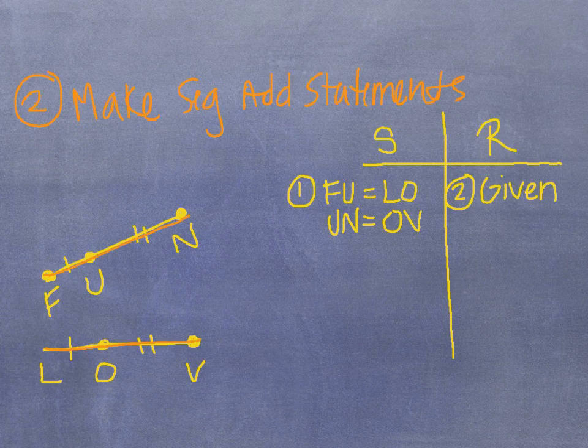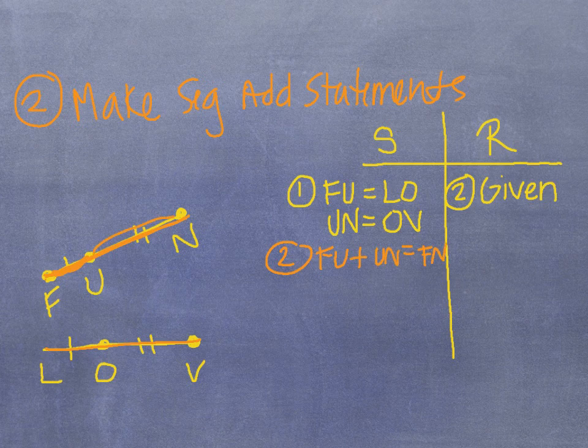So first, for step 2, we're going to put FN into a segment addition. Hopefully you remember from the last part. Your two parts are going to be FU plus UN, and what's the whole equal to? FN.